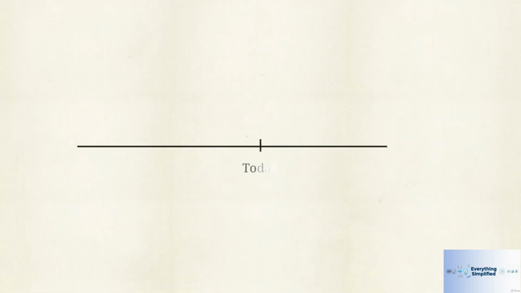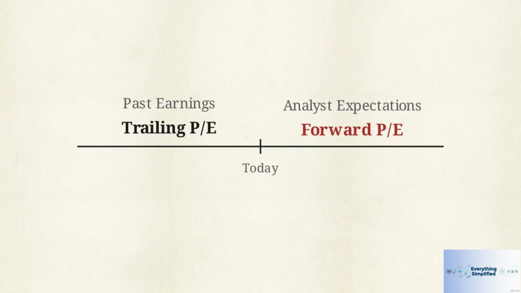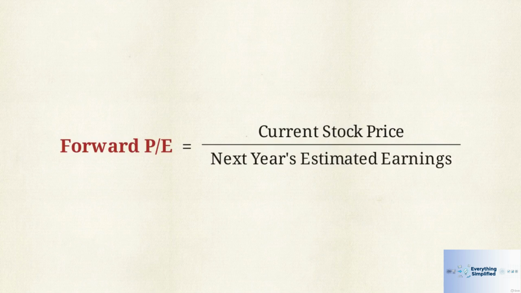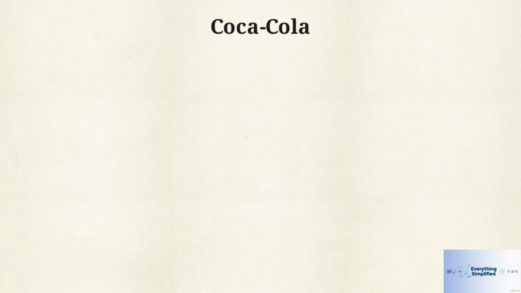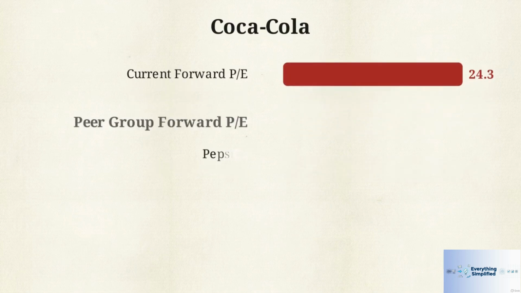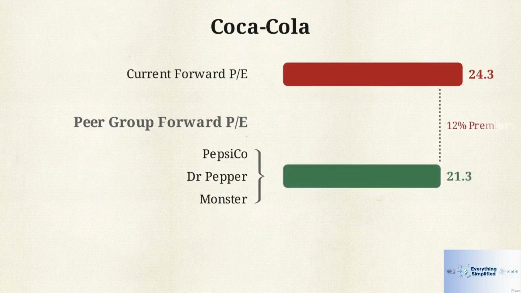This diagram illustrates 2 ways to measure that timeline: past earnings, or the trailing PE, and analyst expectations, the forward PE. Because you can't pay bills with past performance, we rely on the forward PE, dividing the current stock price by next year's estimated earnings. To see if our stock is a good deal, we check its current forward PE against its own 10-year history. Then we average out its competitors, companies like PepsiCo, Dr. Pepper, and Monster, to see what investors usually pay for this specific industry.